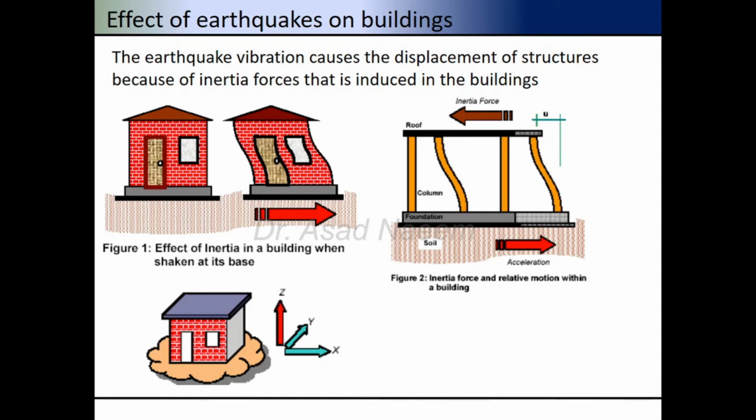shake. As we can see in this figure, if the earthquake causes the building structure to move in this direction, the upper part of the structure will remain at its rest position. This is called inertial forces. So, this is another example of inertial forces relative to its motion. Earthquake causes the ground shaking in all three directions X, Y, and Z.